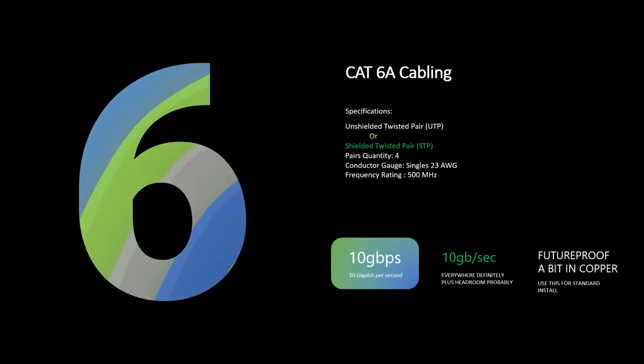So with a Cat 6A sort of rating, you're pretty much good to go. You don't necessarily want to step beyond this into the gulf of actually shielding all of your stuff unless you've got a good reason to.